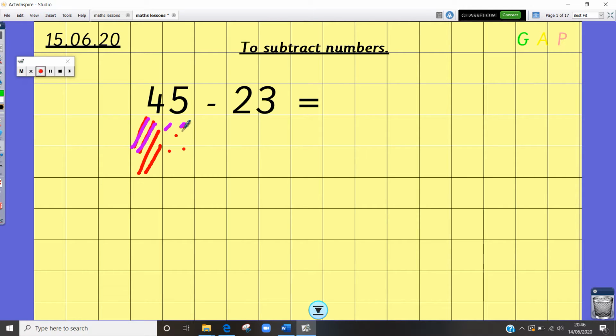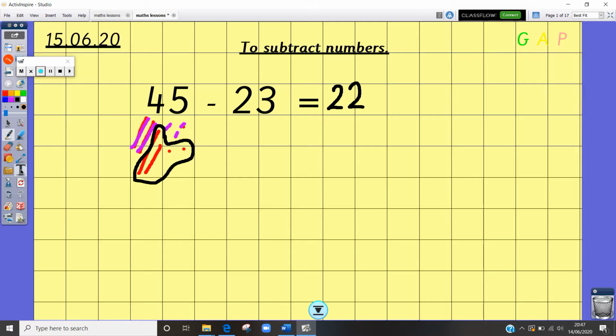1, 2, 3. Now, it's really important that you circle the numbers or the value that you have got left. So I'm going to circle the ones that I've got left, not the ones that I've crossed out in purple. And I can see that I've got 10, 20, 21, 22. So I know that the answer to 45 subtract 23 is 22 because of the numbers I have got left in my circle. Okay, so let's have another go at that.